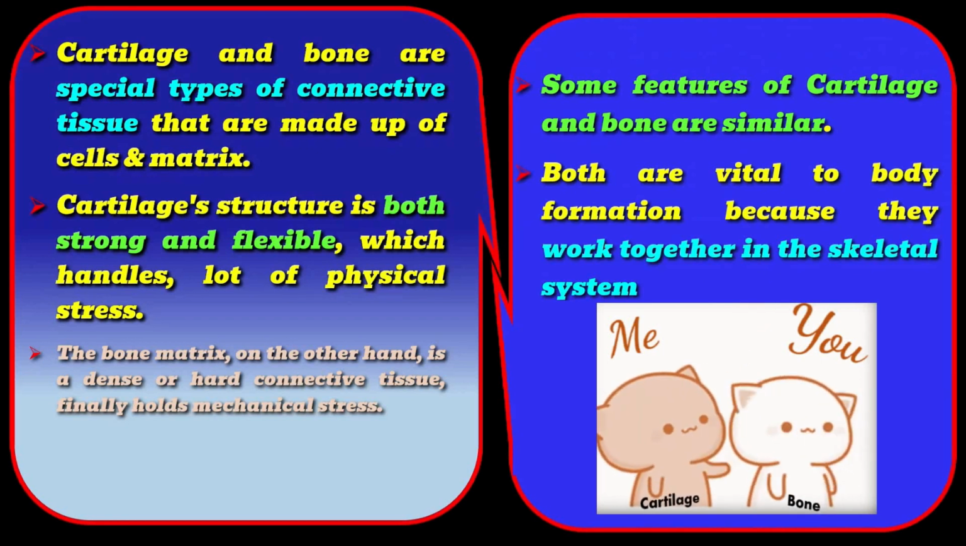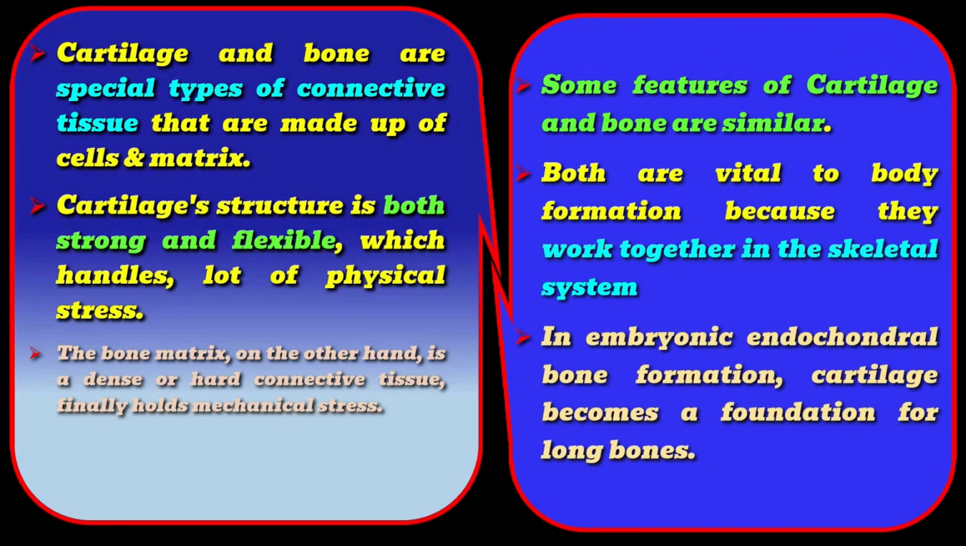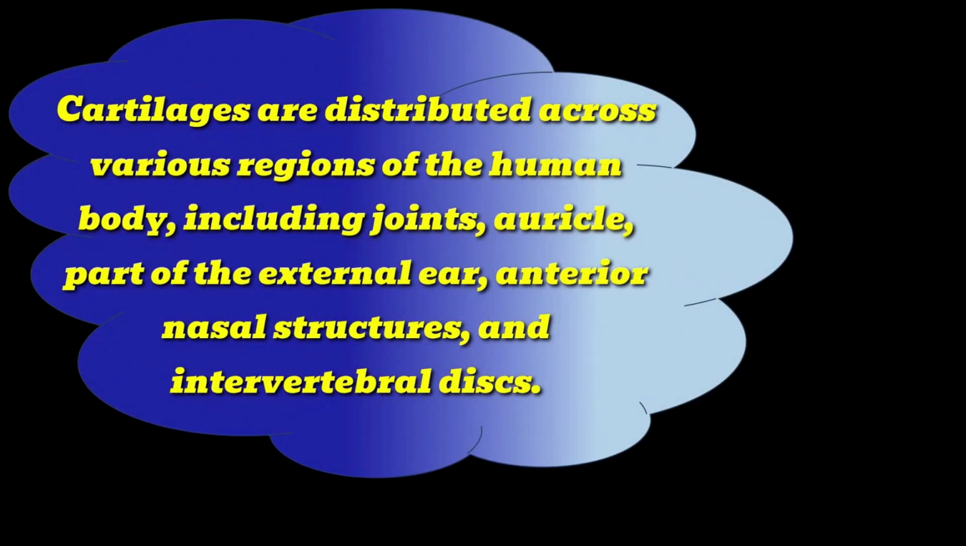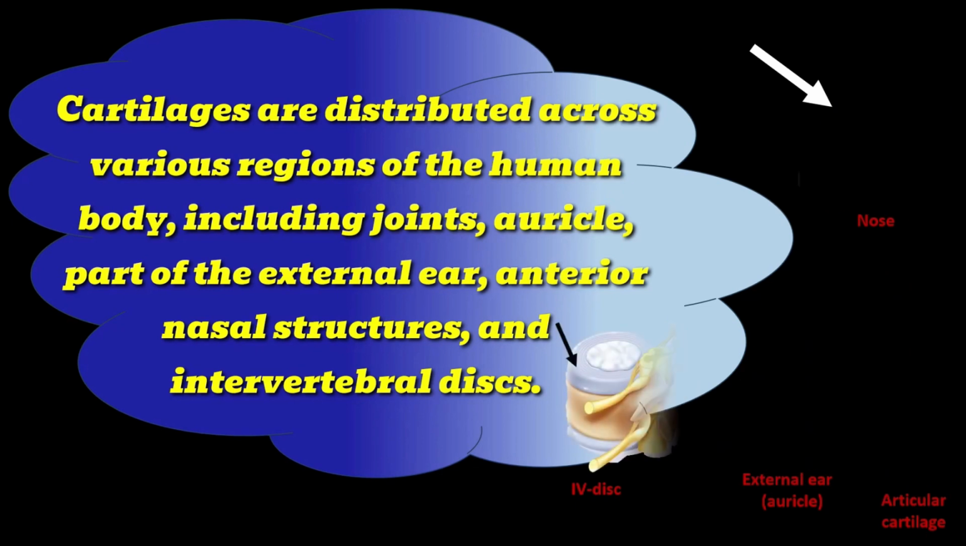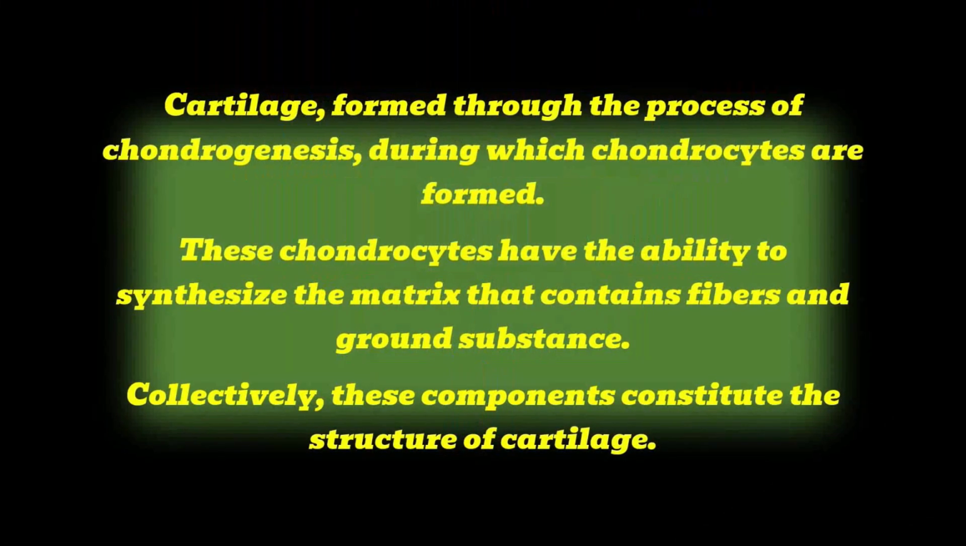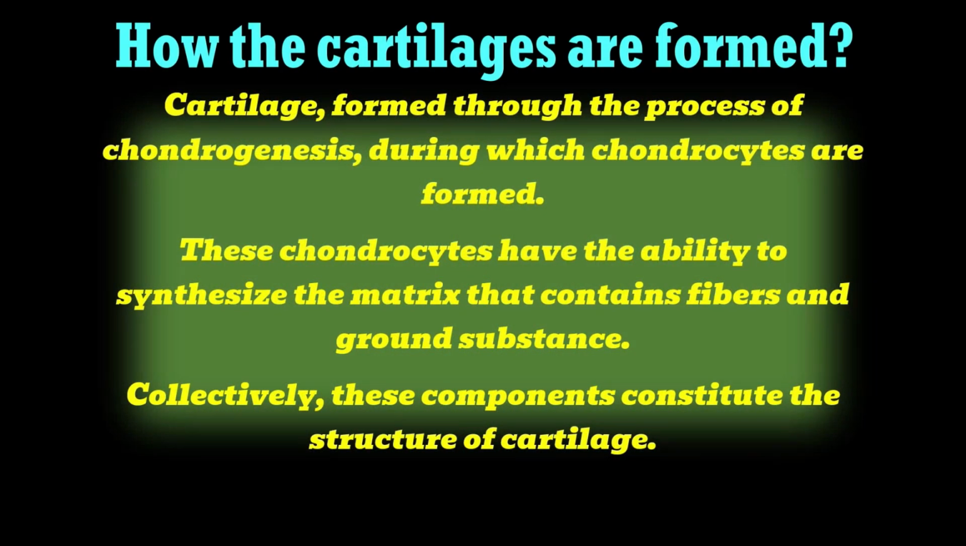the skeletal system. In embryonic endochondral bone formation, cartilage becomes a foundation for long bones. Cartilages are distributed across various regions of the human body, including joints, auricle, the part of the external ear, anterior nasal structures, and intervertebral discs.